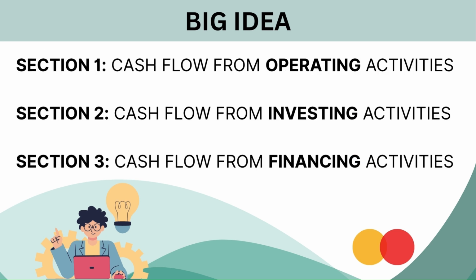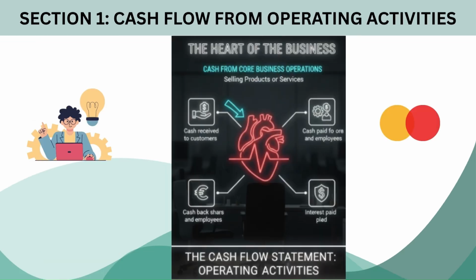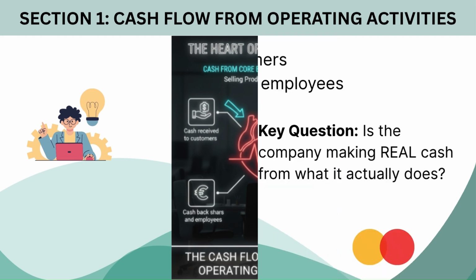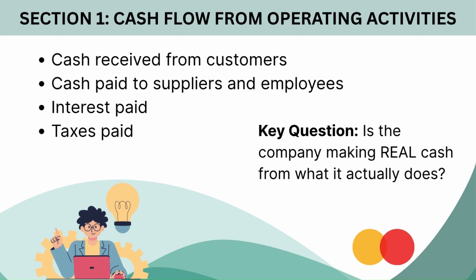Now, let me break down the cash flow statement structure first, then dive into the key lessons. Let's understand the 3 sections of the cash flow statement. Think of it like tracking your personal bank account. Money comes in, money goes out, but from different sources. Section 1. Cash flow from operating activities. This is the heart of the business. It shows real cash generated from core operations like sales, minus payments to suppliers, employees, interest, and taxes. Key question: is the company making real cash from what it actually does?